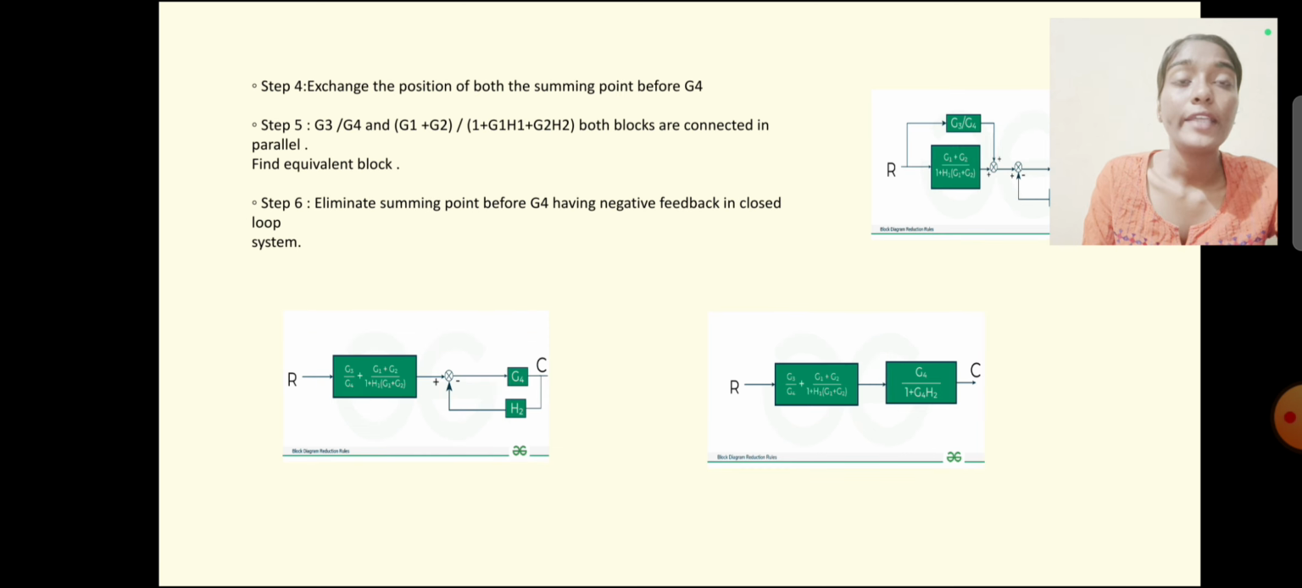Step 4, exchange the position of both the summing points before G4. Step 5, G3 by G4 and (G1 plus G2) divided by (1 plus G1 H1 plus G2 H2), both blocks are connected in parallel. Find the equivalent block. Step 6, eliminate the summing point before G4 having negative feedback in a closed loop system. Here you can see the blocks have been reduced.